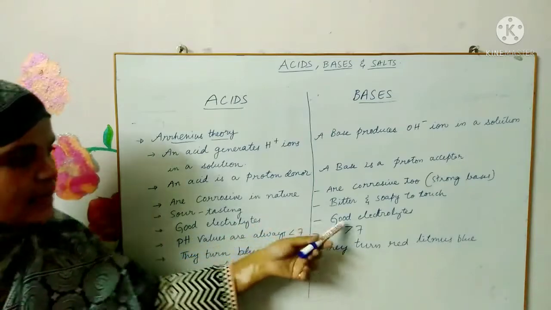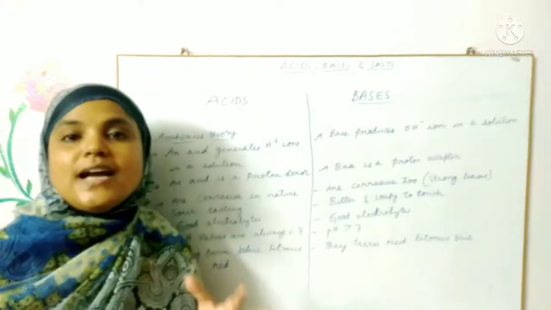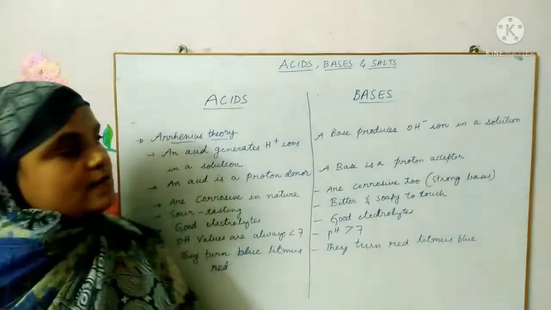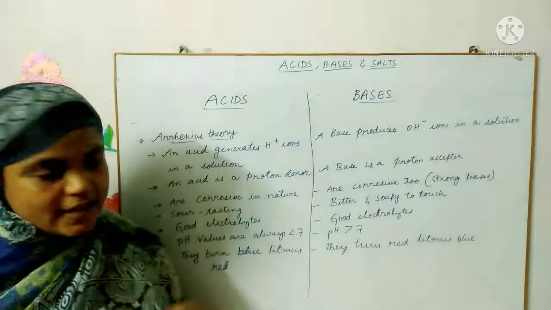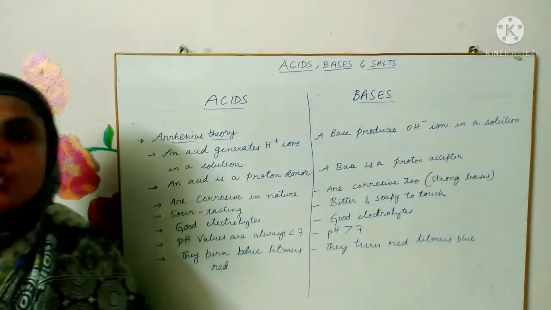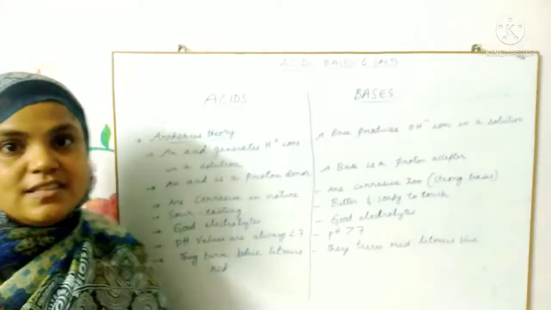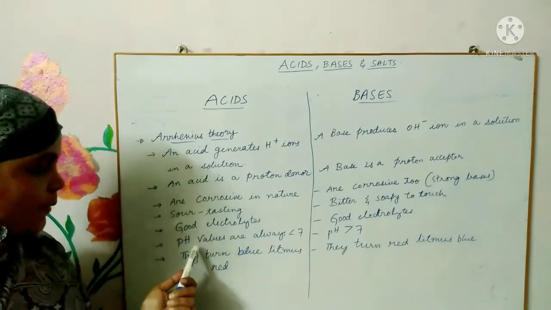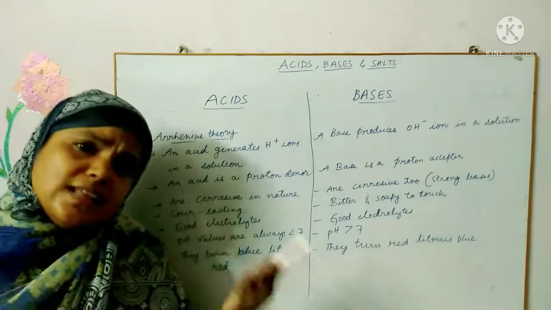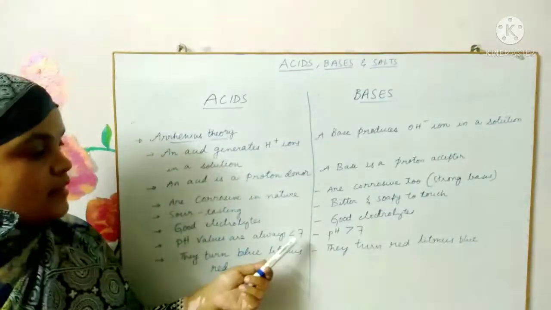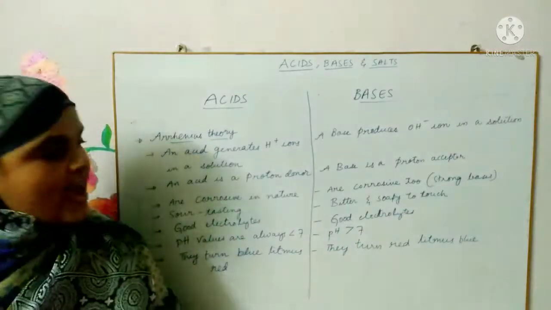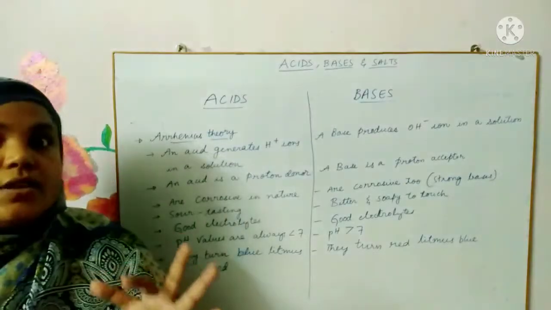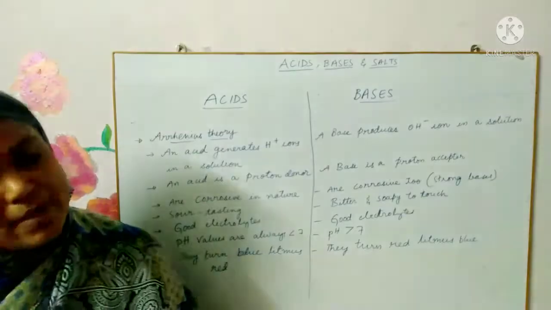They are good electrolytes. What do you mean by electrolyte? They are good conductors of electricity. That means they allow electricity to pass through them because of the presence of ions, right? Now the pH values: the degree of acidity and basicity we measure in the form of pH values, on the pH scale. The pH values are always less than 7 for acids. The lesser the pH, the stronger the acid. In the same manner, for bases we have pH more than 7. The greater the pH, the stronger the base.